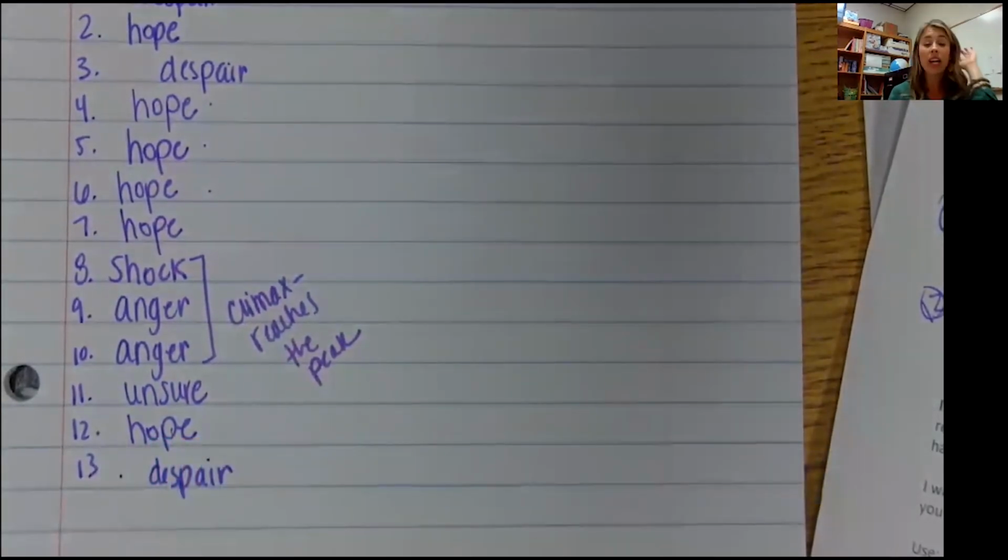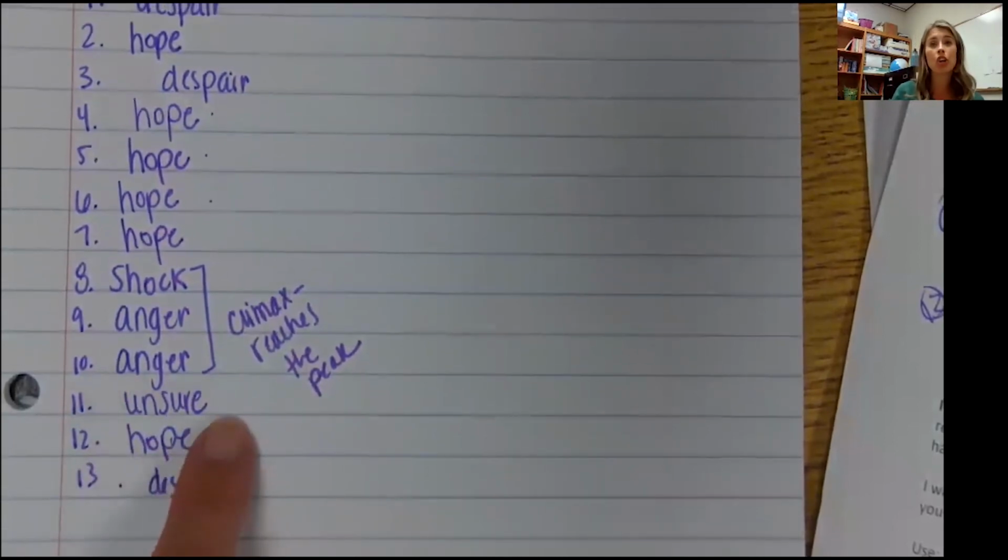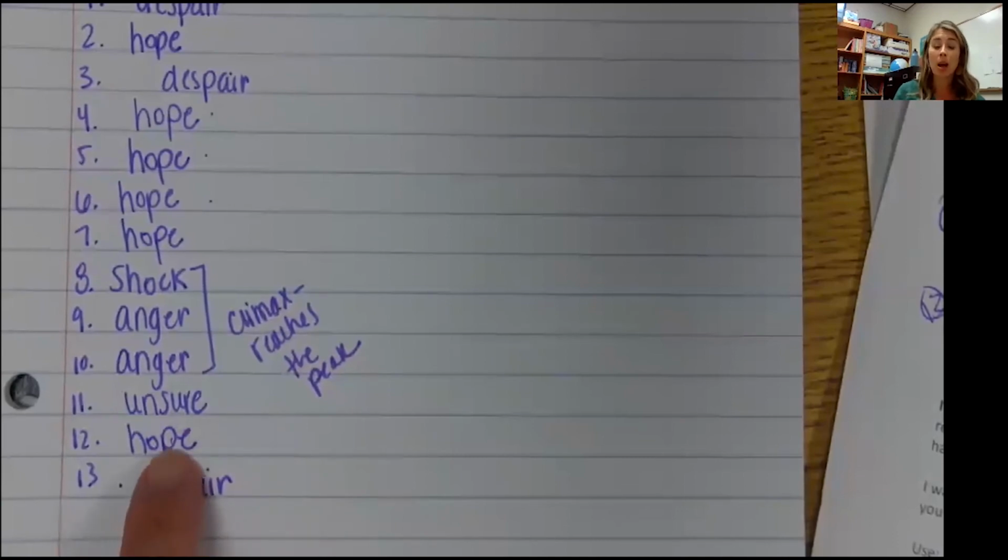But we know all that goes up, what must come right back down. And anger gave way to an unsure as Casey got serious for pitch number 3. And hope emerged just one more time as Casey took the swing, but to no avail because despair was back in town. Casey struck out and Mudville lost the game.